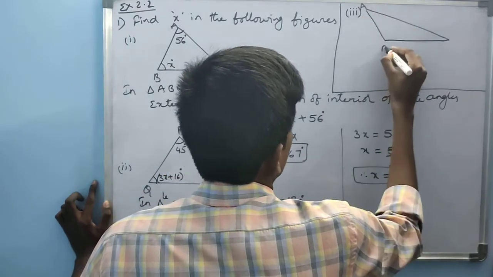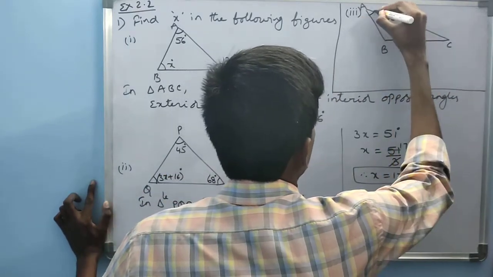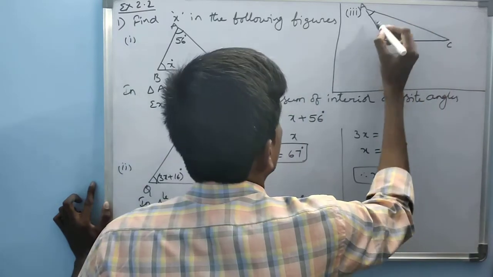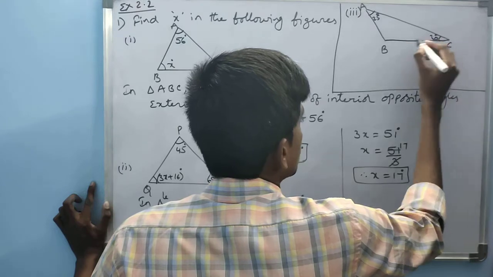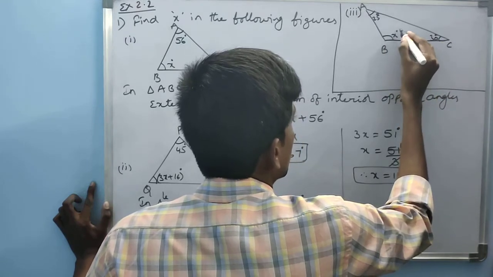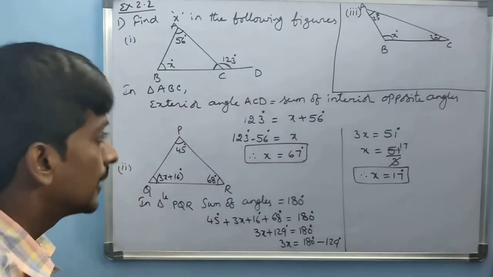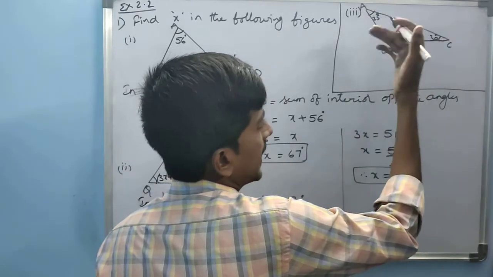Triangle ABC. Angle A equals 25 degrees. Angle C equals 30 degrees. Find angle B, x degrees. Same, it is also one triangle.